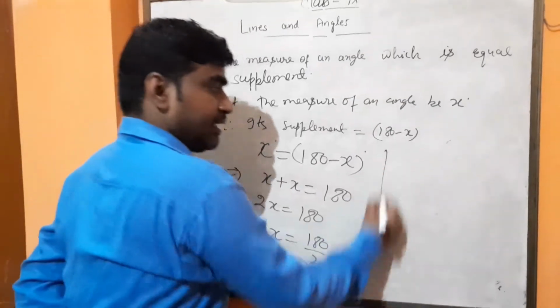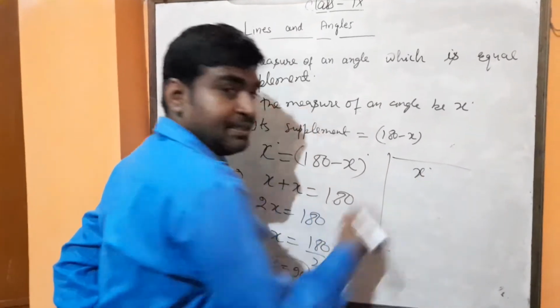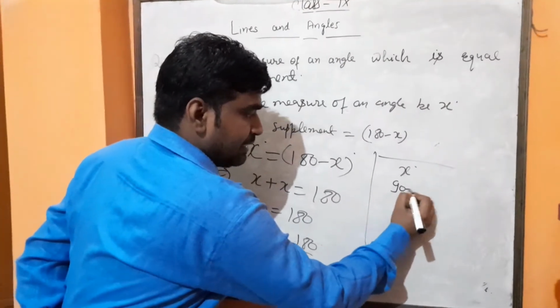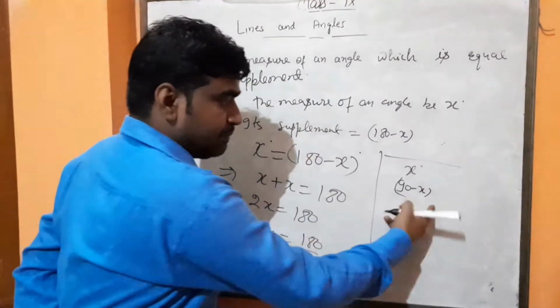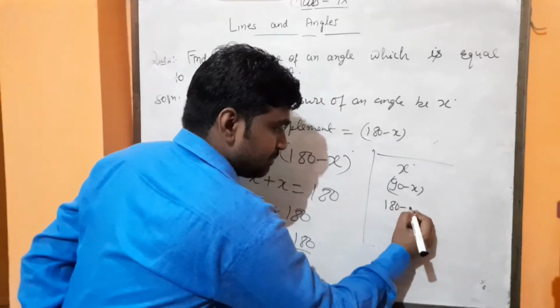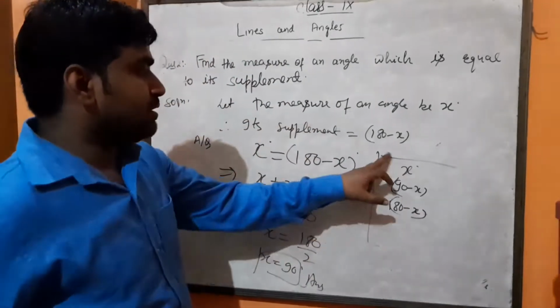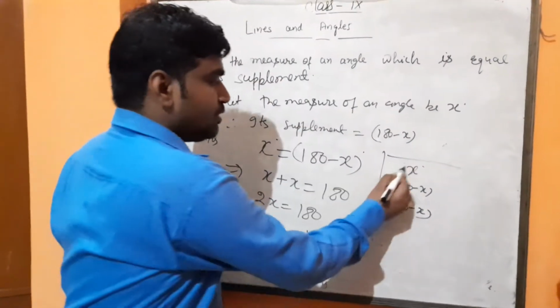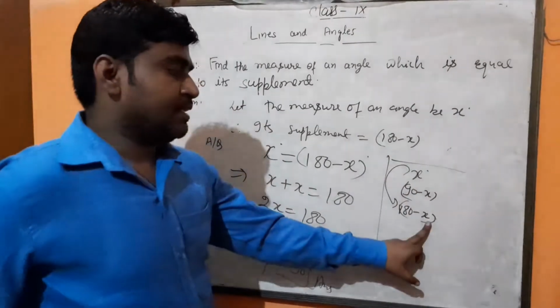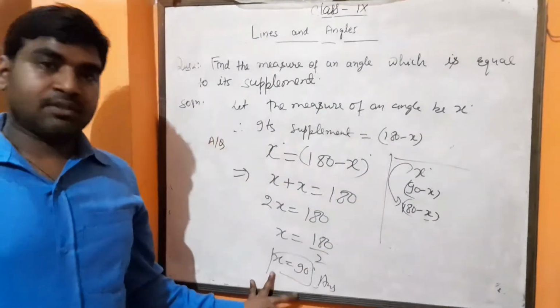We remember again, if our angle is x degrees, then its complement angle will be 90 degrees minus x, and the supplementary angle must be 180 degrees minus x. Here in this question, the angle x is equal to the supplementary angle 180 degrees minus x. So our solution is 90 degrees. Thank you.